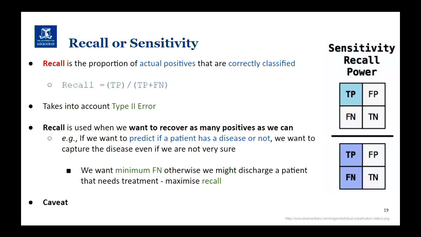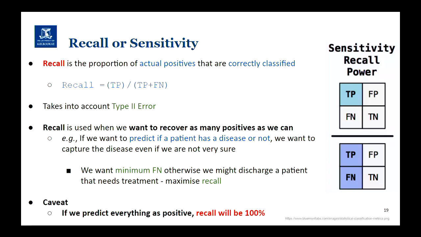There is one inherent problem with recall. What's the problem with just maximizing recall? If you think about it as a recovery, I want to recover the positives. What's a way to create a classifier that has really, really good recall? Predict everything as positive. Then you have a recall of 100%. It will be a terrible, useless classifier, but it will have a really good recall. So you need to be careful.